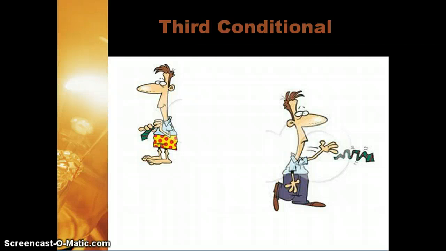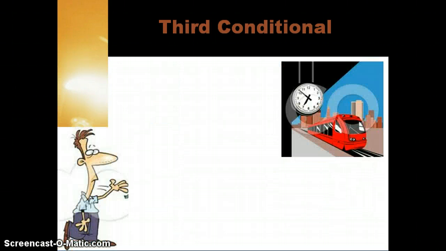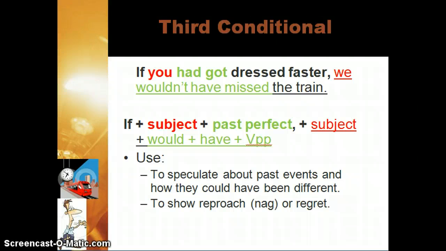Looking at the third conditional, we can see a man here starting to get ready for work and he's taking his time, so nothing is happening very quickly. And what happens? Because he took so much time, he misses the train. And someone would say to him, if you had got dressed faster, we wouldn't have missed the train.